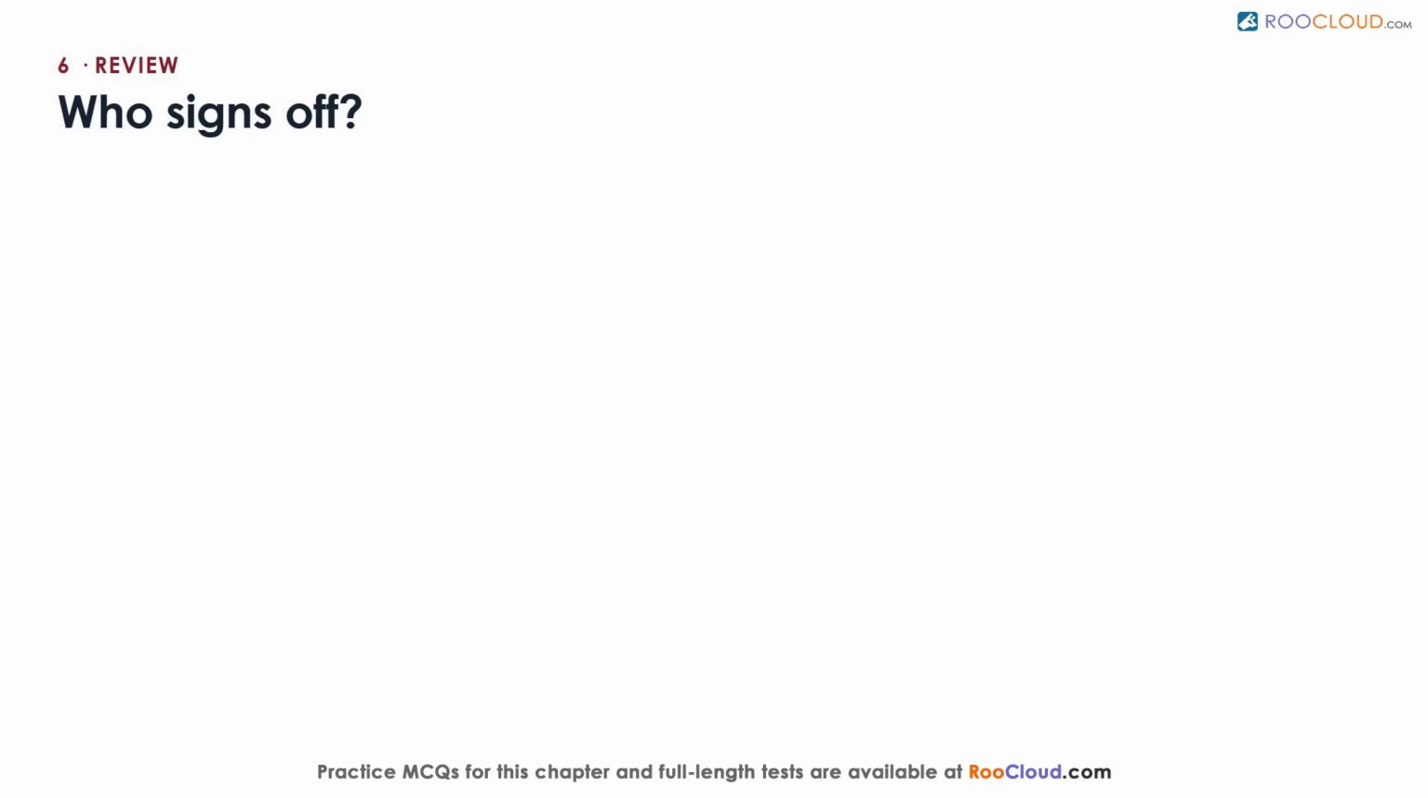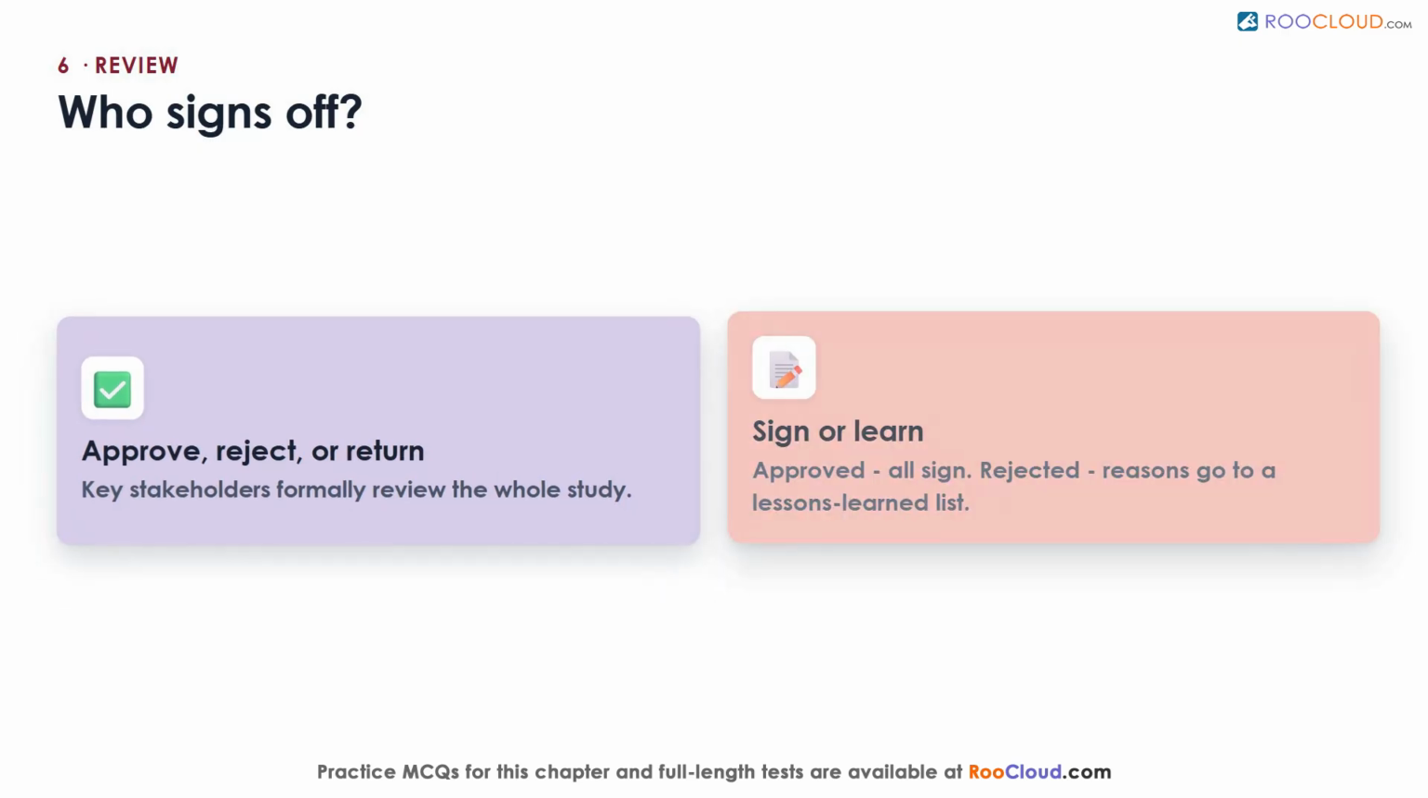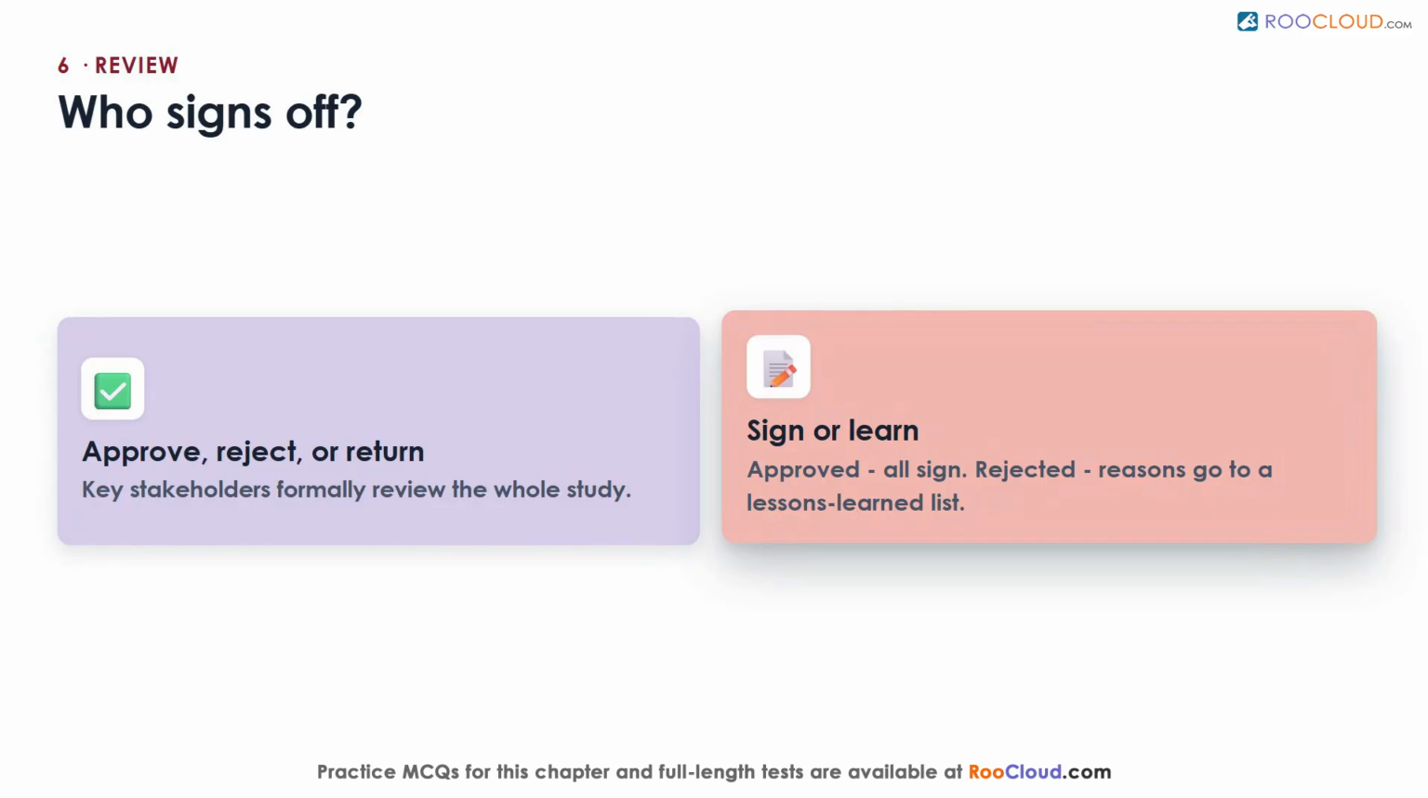And the last part? The review. Key stakeholders formally review the whole study. They approve it, reject it, or send it back for fixes. If approved, the stakeholders sign the document. If rejected, the reasons go on a lessons learned list for next time.